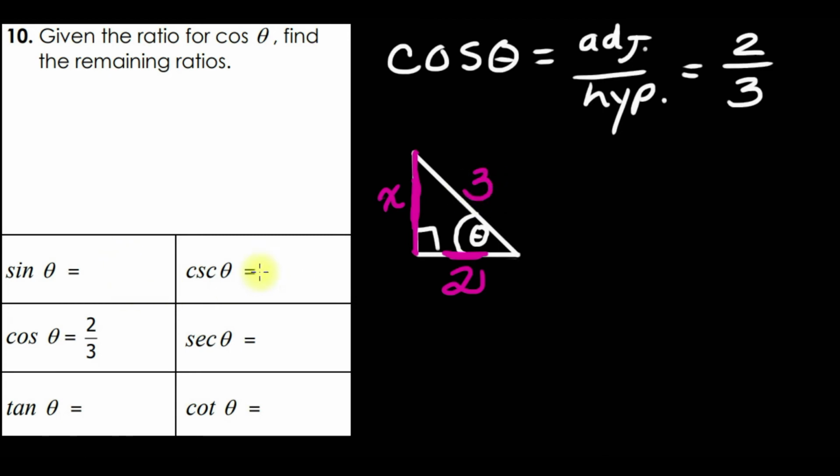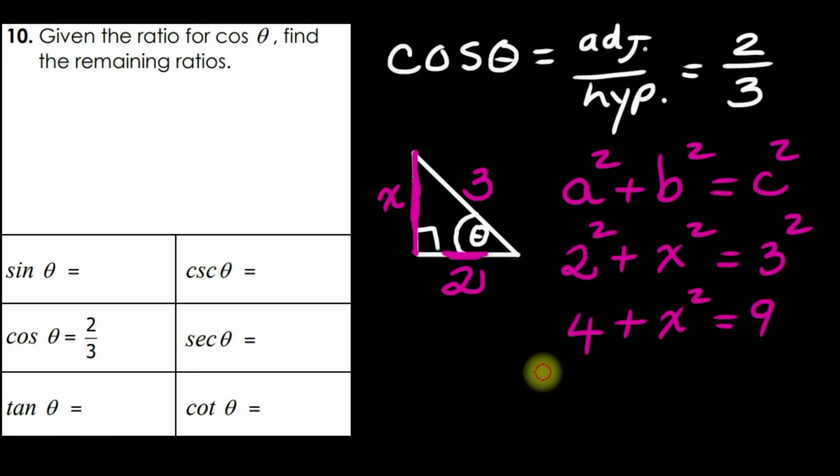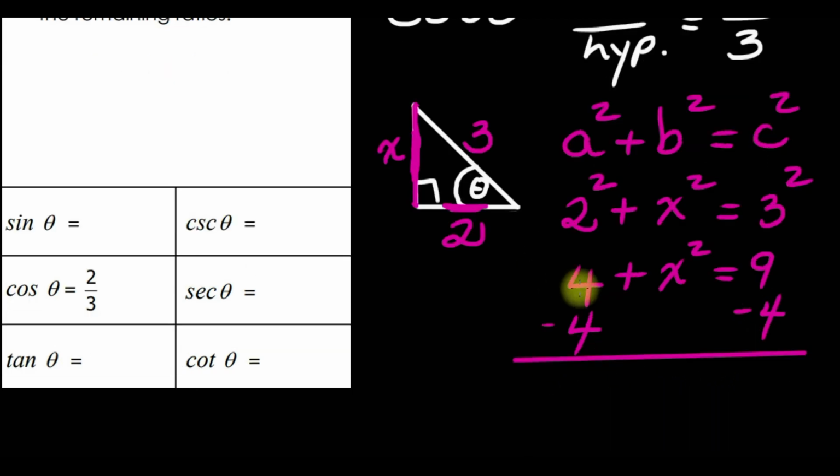In order to find all of these ratios, you need to know the opposite side. Here you're working with a right triangle, so you can use the Pythagorean theorem to find the missing side. The Pythagorean theorem is a squared plus b squared is c squared. The adjacent side can be your a, the opposite can be your b, and 3 is the hypotenuse, which is the c. So 2 squared plus x squared is 3 squared. So 4 plus x squared is 9. Take away 4, take away 4. So I have x squared equals 5.